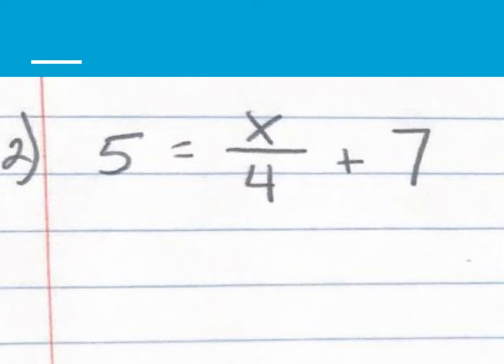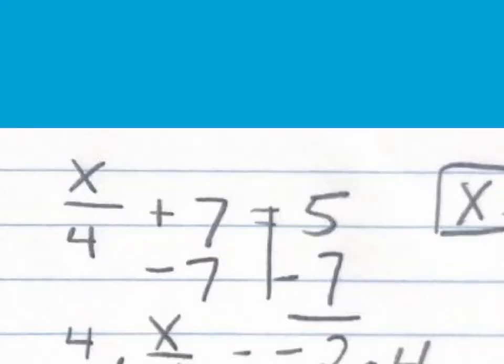Alright, so if you look at problem number 2, you have 5 equals x over 4 plus 7. Alright, so first thing I'm going to do is rewrite this so my variable is on the left-hand side, because I like to read left to right and I want the variable on that left side. So when we rewrite the problem, I'll have x over 4 plus 7 equals 5.